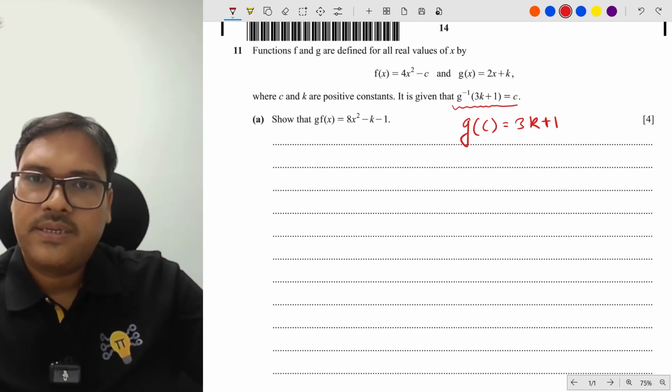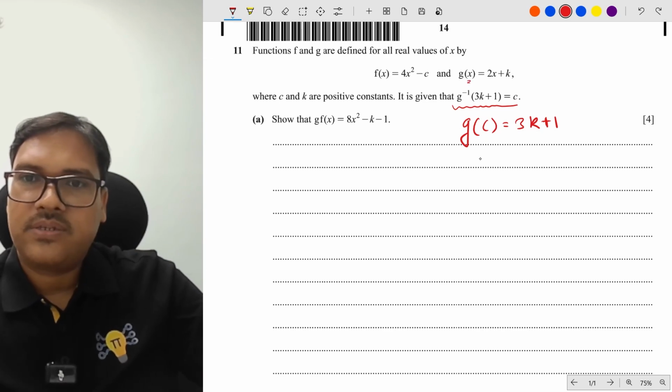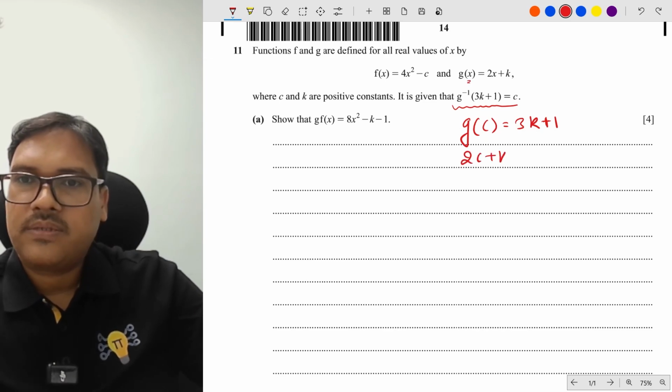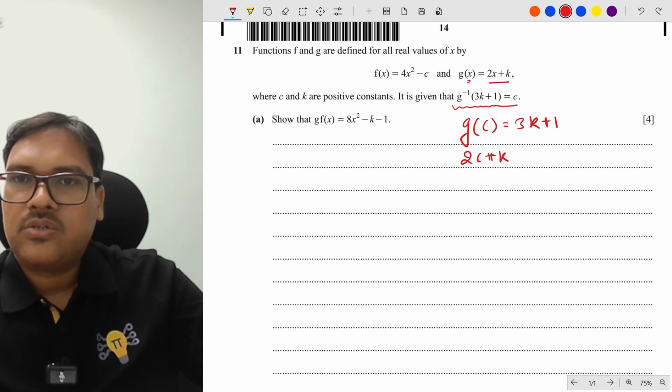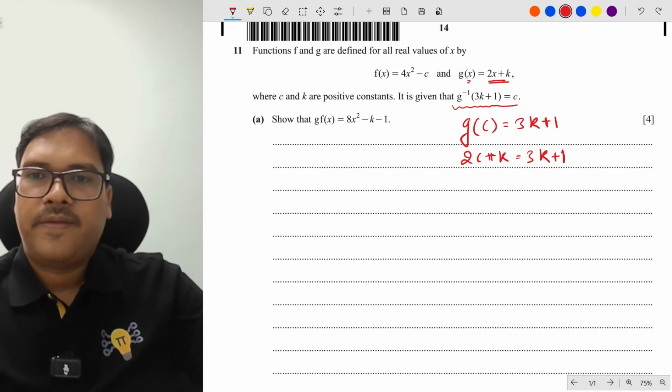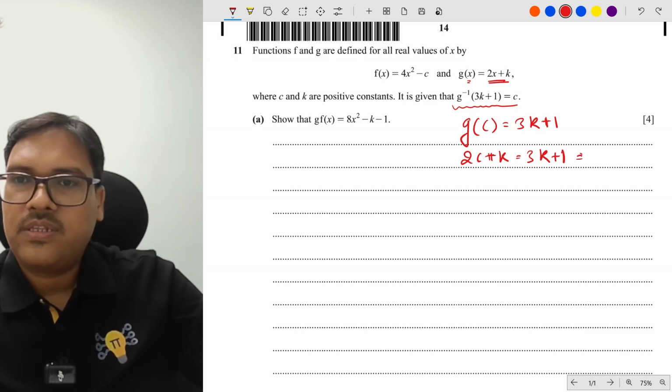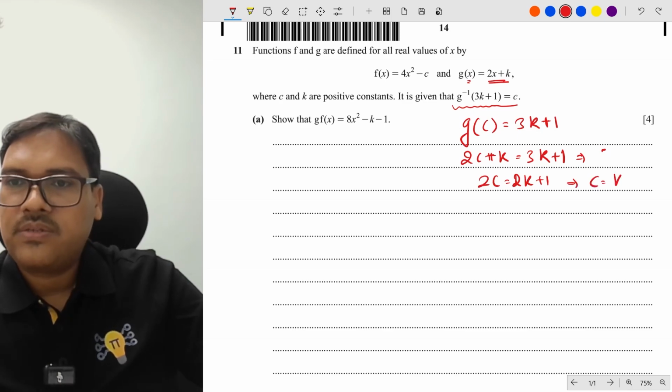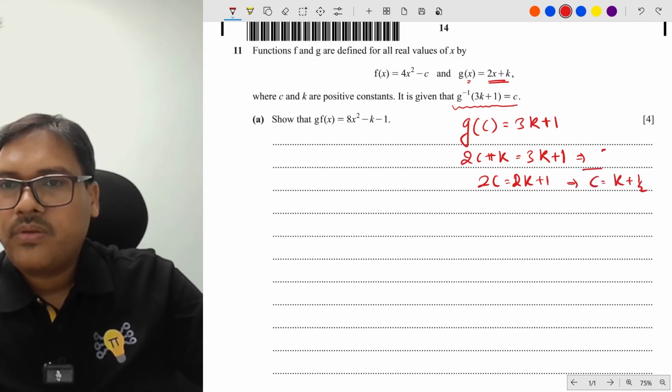Now from this you can see, what is g of c? If I put x is equal to c here, this is 2c plus k. You can see this is 2c plus k is equal to 3k plus 1. So from this you can find the value. This is 2c is equal to 3k minus k, which is 2k plus 1. So what is the value of c? This is k plus 1 by 2. So this is the relation between c and k.